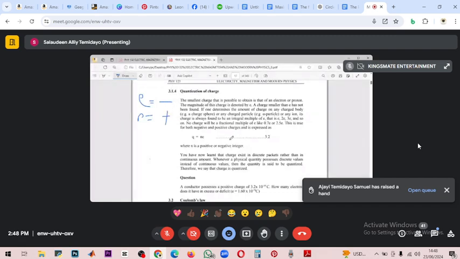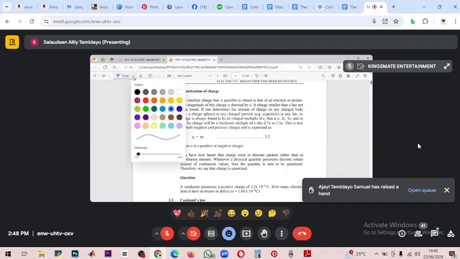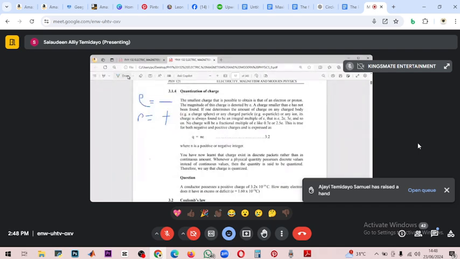So that is why. And the charge is what? Who will tell me the charge of an electron in case you are not given and you want to calculate? Anyone? It is 1.6 times 10 raised to power minus 19.